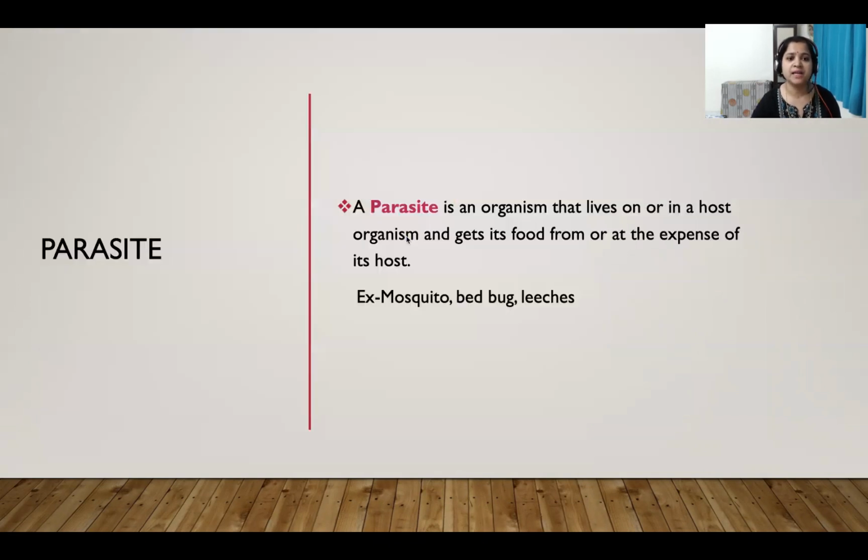So what are parasites? Parasites are organisms that derive their nutrition from the host body at the expense of the host. You can take the example of mosquito, bedbug and leeches, which are also parasites. They eat our blood, they cause harm to us.